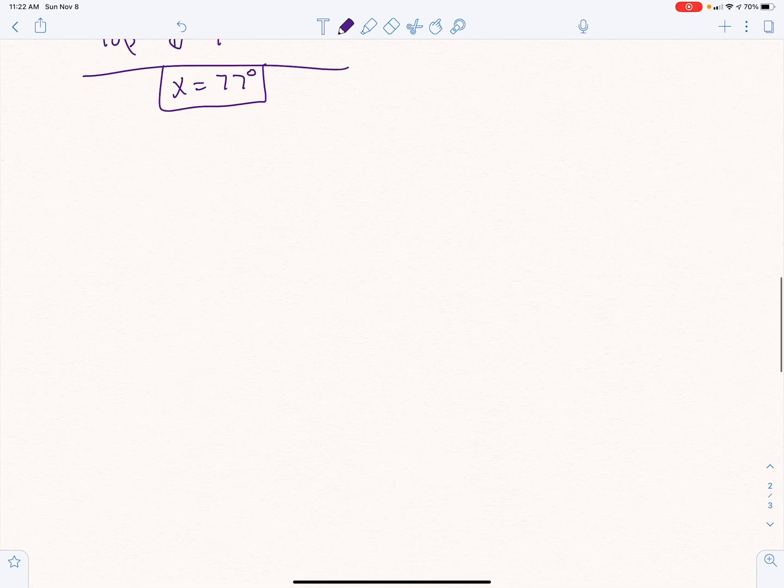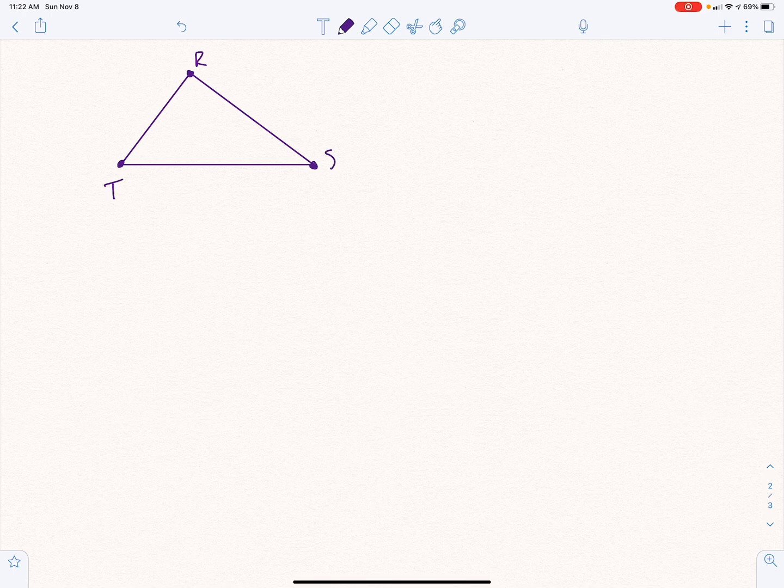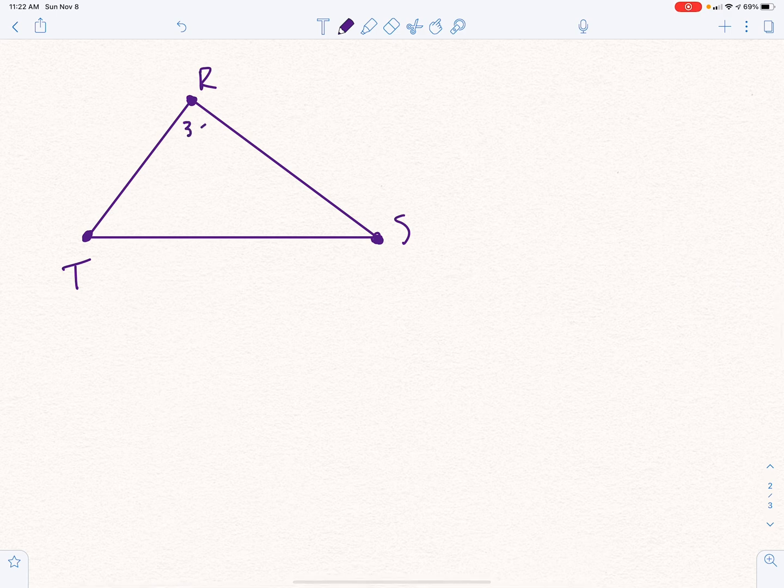All right, if we wanted to say they gave us a triangle that looks like this. And they give us R, S, T. And they tell us that R is 3x degrees. S is x degrees. And T is x plus 40 degrees. And they want to find out what all three of these degree measures are.